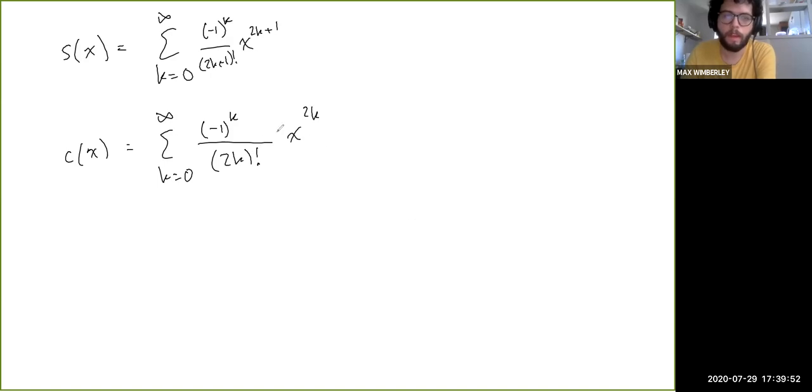Okay. Because the first term is 1, and 0 factorial is 1. So now what happens if we differentiate sine of x? So s prime of x is now the sum from k equals 0. It's still k equals 0 because the very first term when k is 0 has a positive exponent, so it doesn't go away when you differentiate.